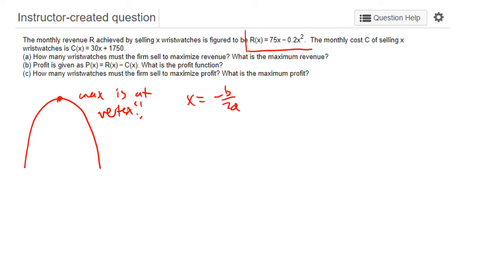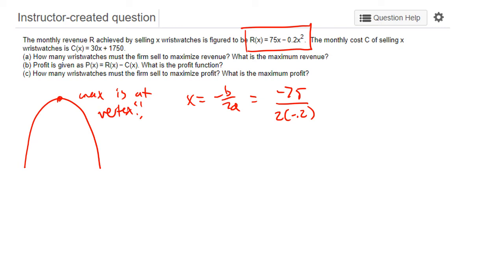Now look up here at the revenue function. What is b and what is a? A lot of people would look at this and immediately say b is negative 0.2 and a is 75, but they're not in the standard order. Okay, b doesn't just mean the second number and a doesn't mean the first number. b is the number multiplying the x term, and a is the number multiplying the x squared term. So b is actually 75, and a is actually negative 0.2.